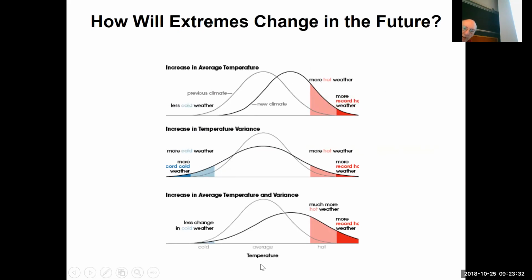The temperature scale is down at the bottom, cold on the left, average in the middle, hot on the right. So we see that there's a new average. It's moved over to the right towards warmer temperatures. We see less cold weather in a situation like this. And we see more hot weather in the pink, and even more record hot weather in the extreme, in the red extreme tail of that distribution. So more warmth, less cold.